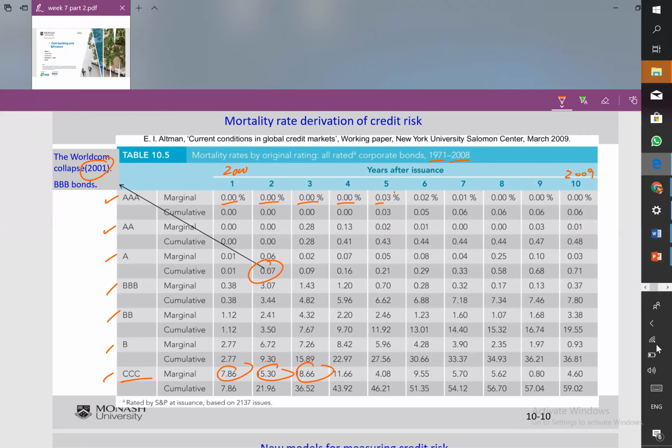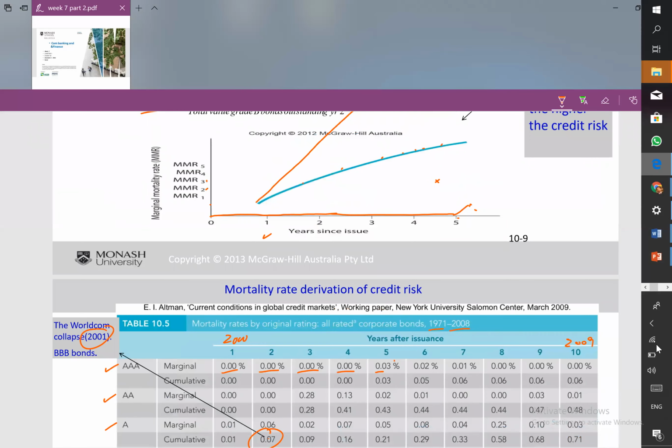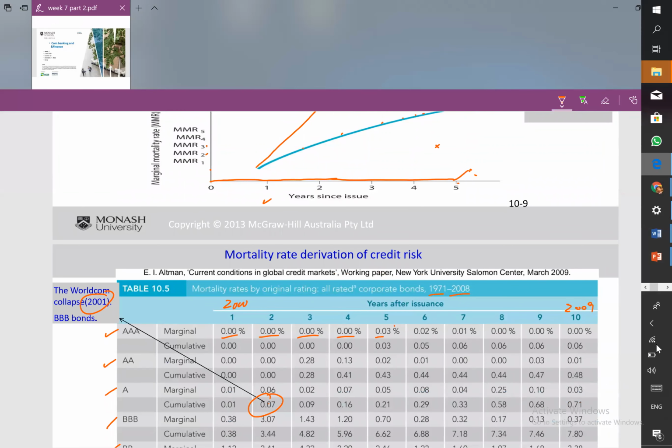All we want you to know is this graph and how it works in MMR. I think I'm done for this part.